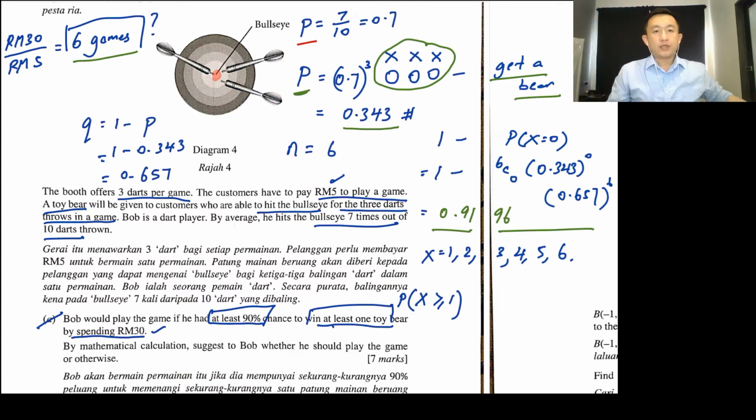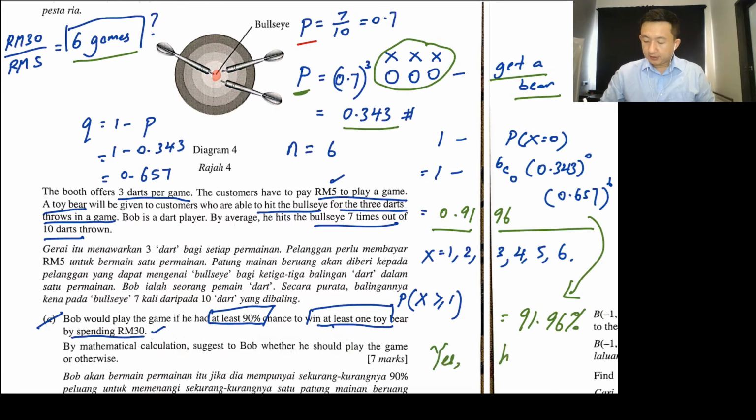0.9196. Now what does it mean by 0.9196? That means it is 91.96%. He has 91.96% to get at least 1 toy bear out of the 6 games. So should he play the game? At least 90. Yes, he should play the game. Okay, that is the answer A. Okay, we go on.